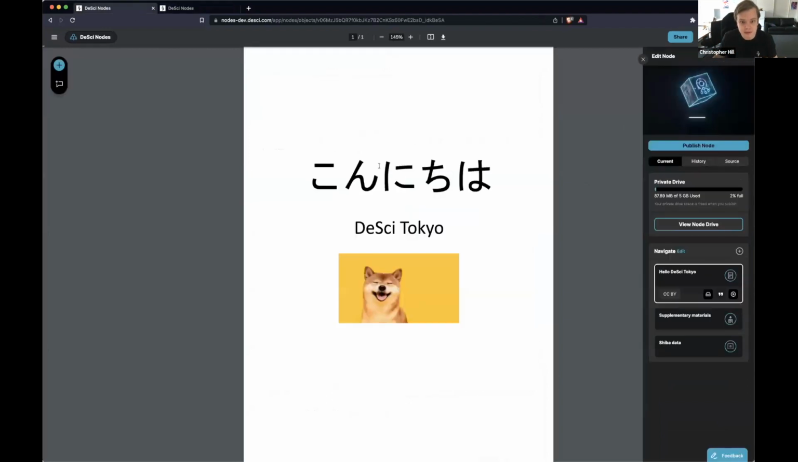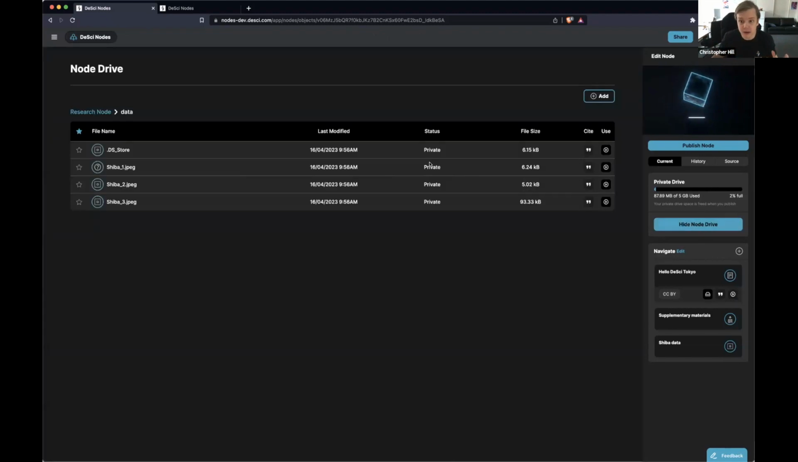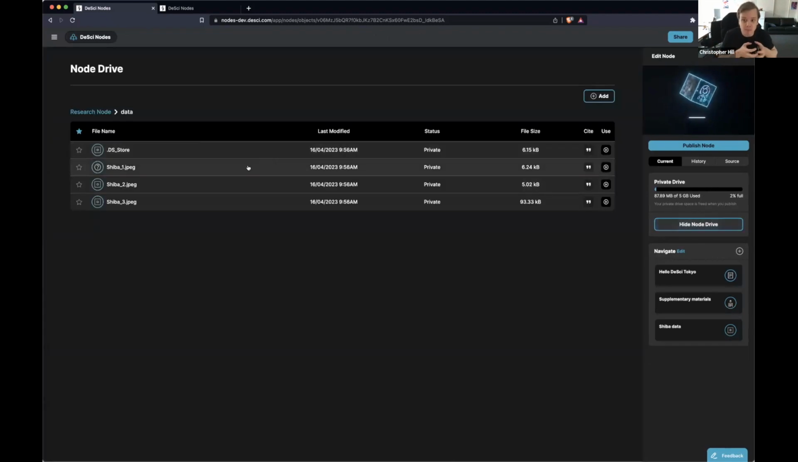A little sneak peek. I did this for DeSci Tokyo. And so here you have the upcoming features. You have essentially a node drive. What's behind these research papers is this idea of a node drive. It's like Google Drive, like Dropbox, and it's there with all of the artifacts that form your research, and that allows others to reuse it and allows you to make that research reproducible.